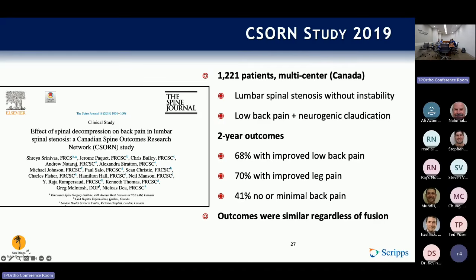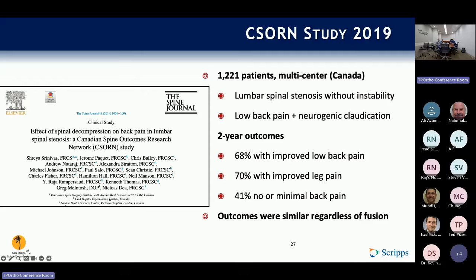In this study by the Canadian Spine Outcomes Research Network in 2019, they also looked at patients with lumbar spinal stenosis, back pain, and neurogenic claudication who underwent decompression. They showed that at 2 years, about 70% had improved leg pain, 68% had improved back pain, and 41% had minimal pain overall. These results were similar with or without fusion.